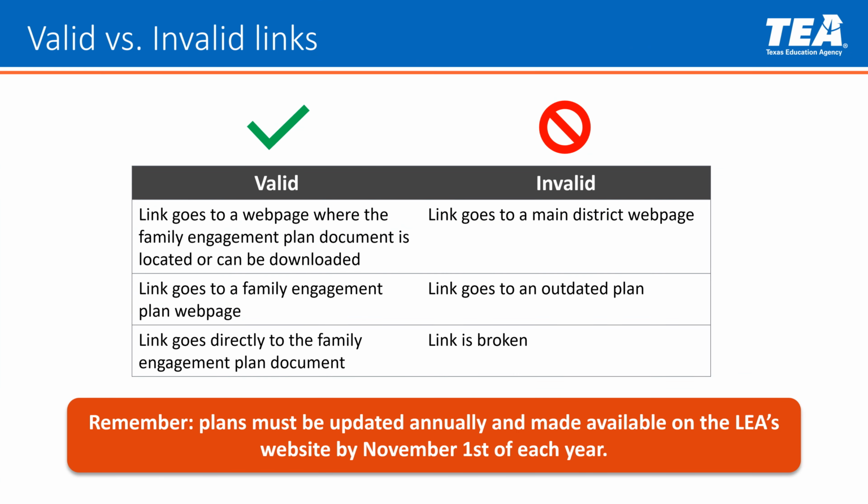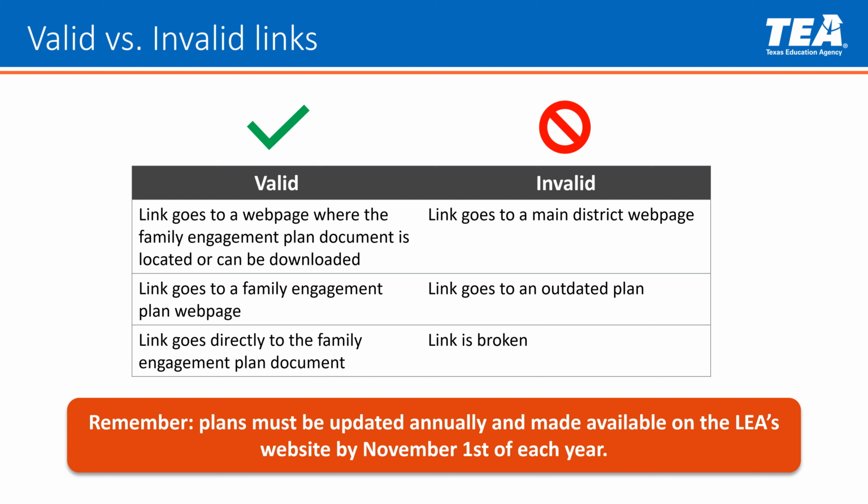The link submitted for the Family Engagement Plan must be a valid link. A valid link is one that goes to a web page where the Family Engagement Plan document is located or can be downloaded, goes to a Family Engagement Plan web page, or goes directly to the Family Engagement Plan document.